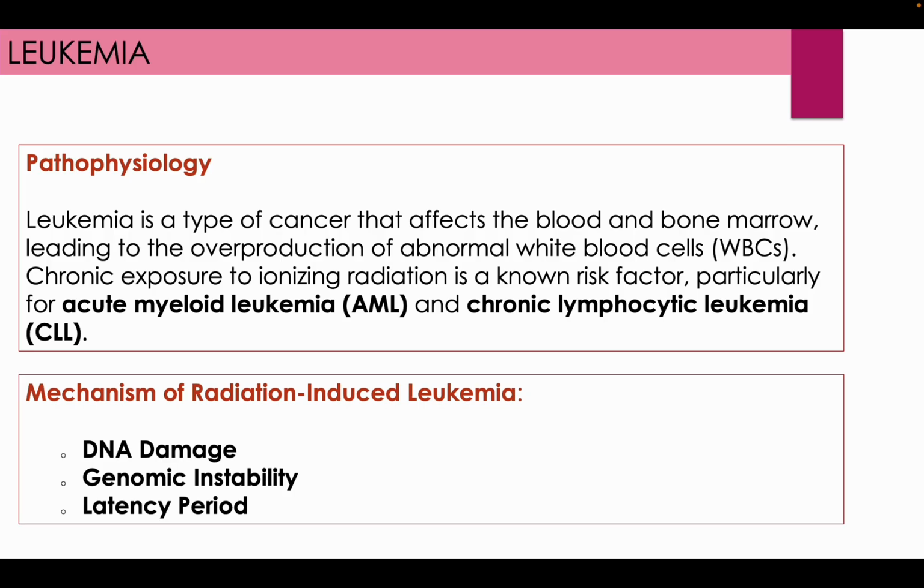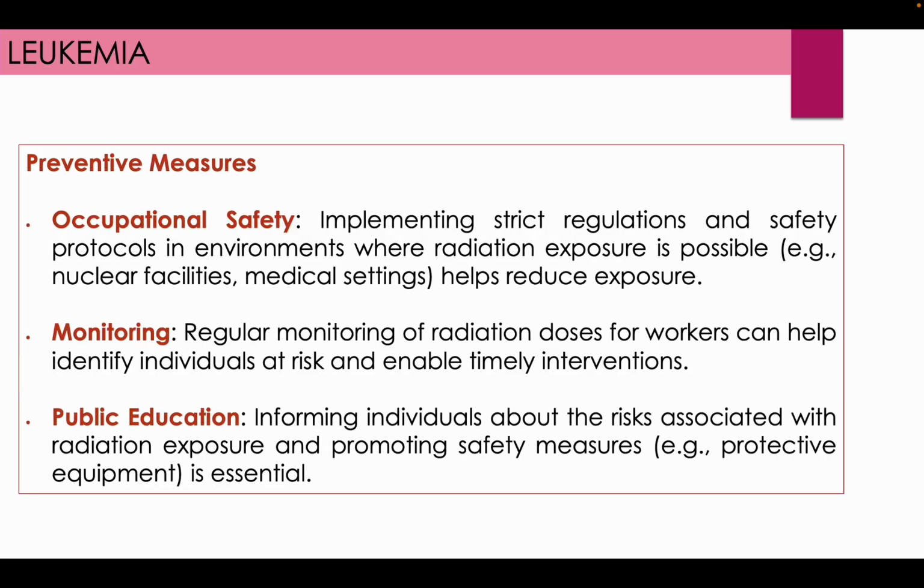cancer that affects the blood and also the bone marrow, leading to the overproduction of abnormal white blood cells. So chronic exposure to ionizing radiation is a known risk factor, particularly for AML and CLL. So ang mechanism ni radiation-induced leukemia is the DNA damage, the genomic instability, and the latency period. Now, what are the preventive measures, or how can we prevent leukemia? So first one is occupational safety. So implementing strict regulations and safety protocols in environments where radiation exposure is possible. So it helps reduce the exposure sa radiation.